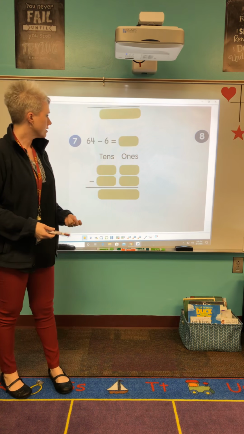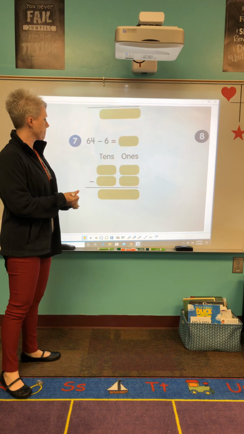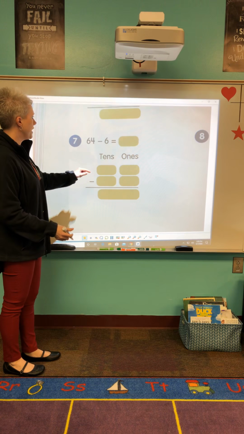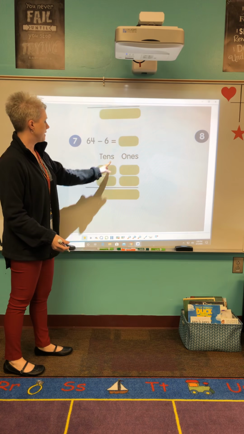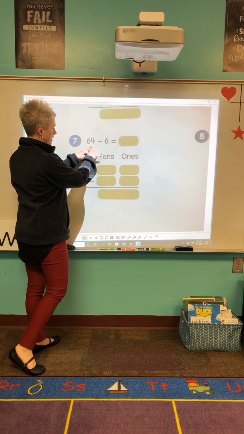Continuing our subtraction with regrouping. This is our last day we're going to spend on that. So let's just jump right into it. They have given us 64 minus 6, and they want us to stack it, so we'll do it that way first. So we're going to move our 64.